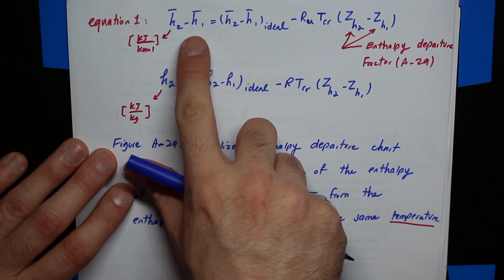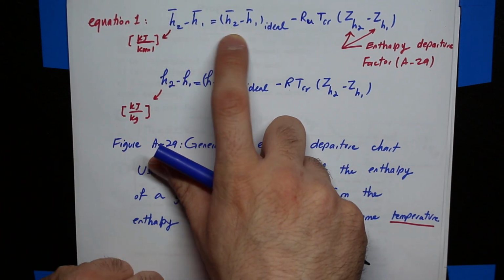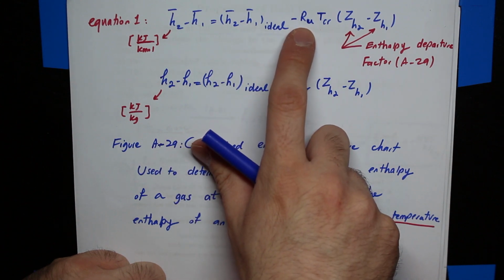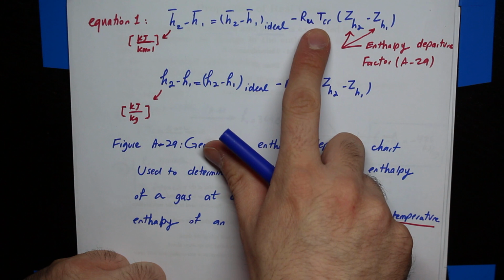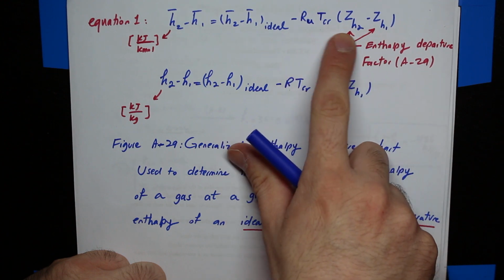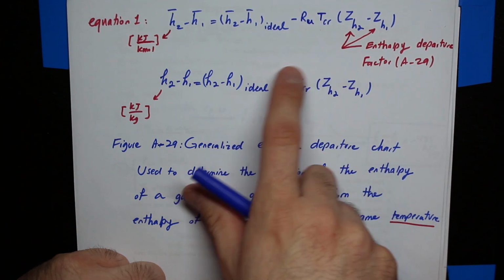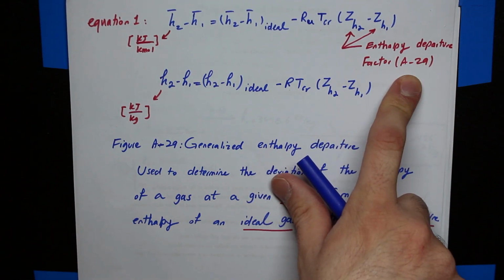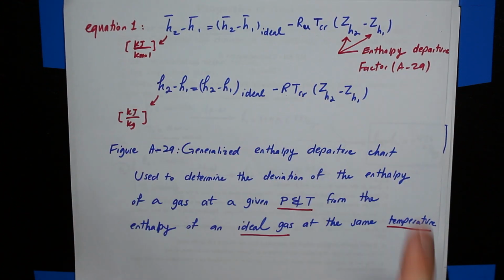H2 bar minus H1 bar is equal to H2 bar minus H1 bar ideal minus RU, which is the universal gas constant, times the critical temperature, times the difference between the ZHs. And ZH are the enthalpy departure factors, which come from figure A-29. So I want to use that correlation this time.